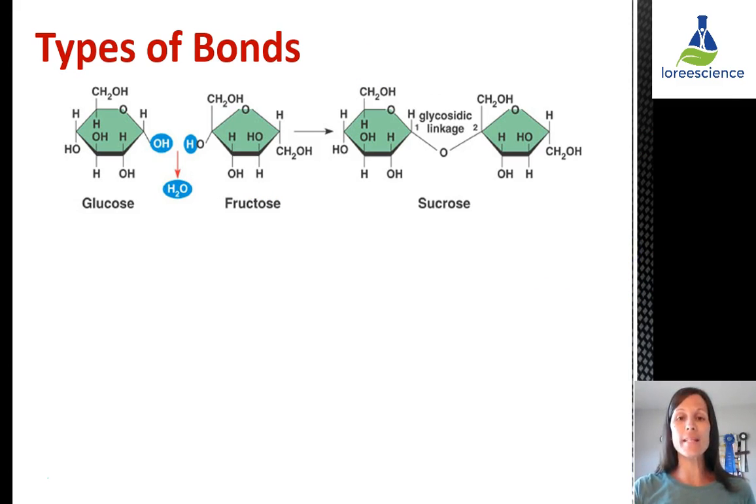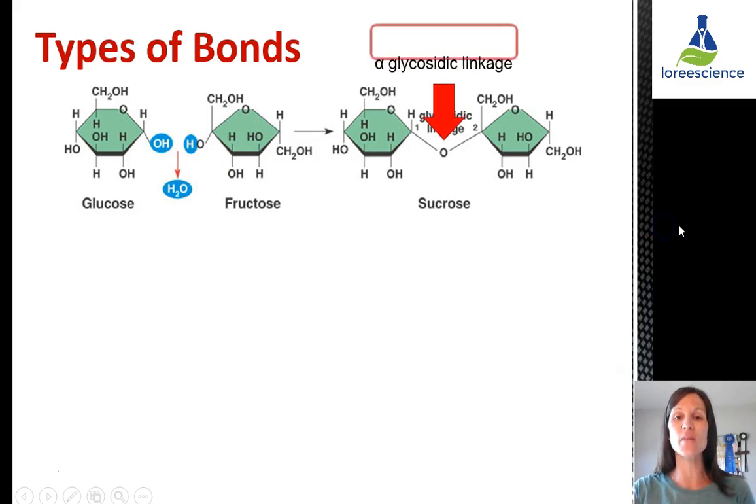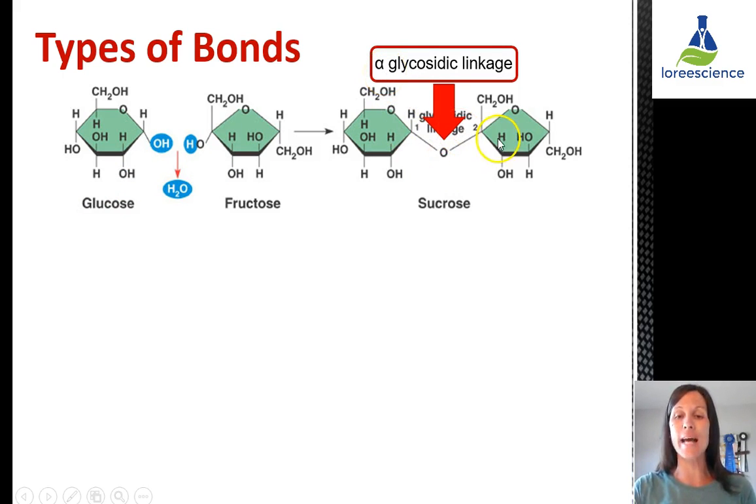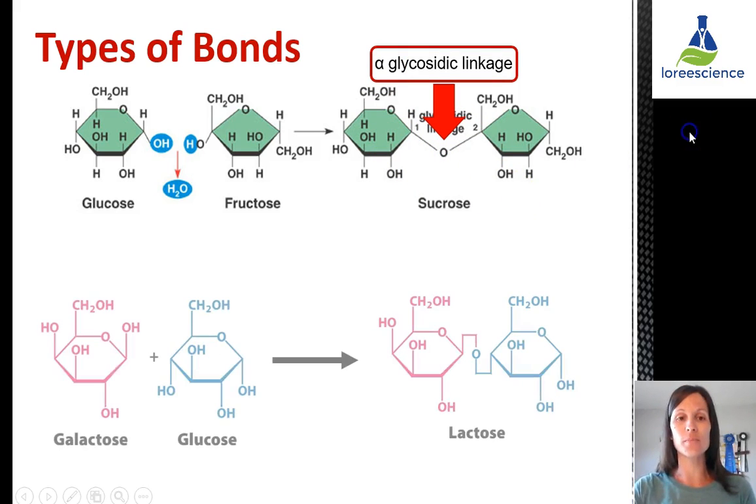So when we're looking at the types of bonds, when we're talking about carbohydrates, they all have glycosidic linkages. But depending on where the hydroxyls are positioned, we can have different types of glycosidic linkages. When the hydroxyls are both pointed downwards, as in the case of this glucose and fructose, we end up with an alpha glycosidic linkage. Because both of them are pointing down, you end up with a downward pointing bond.